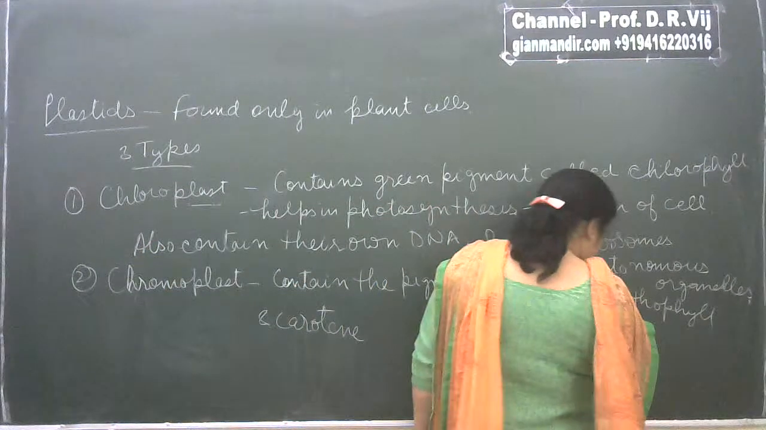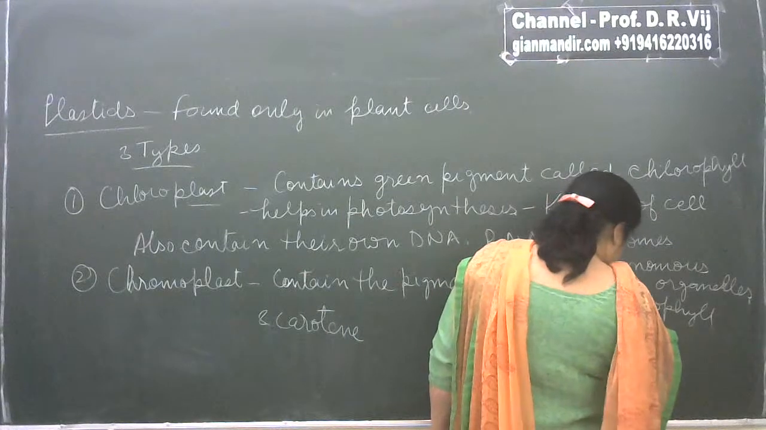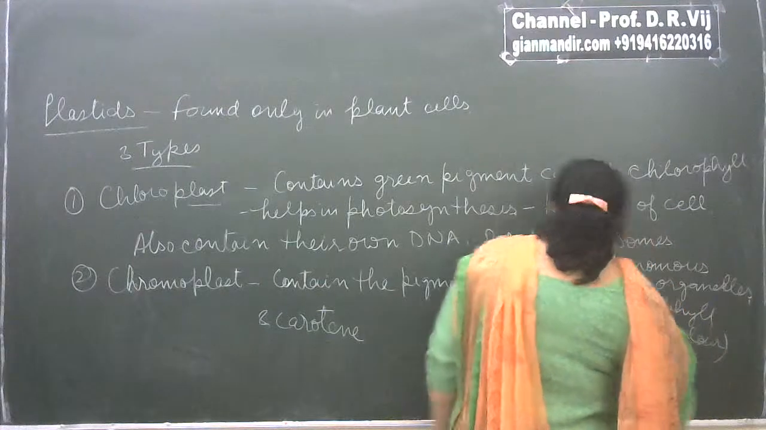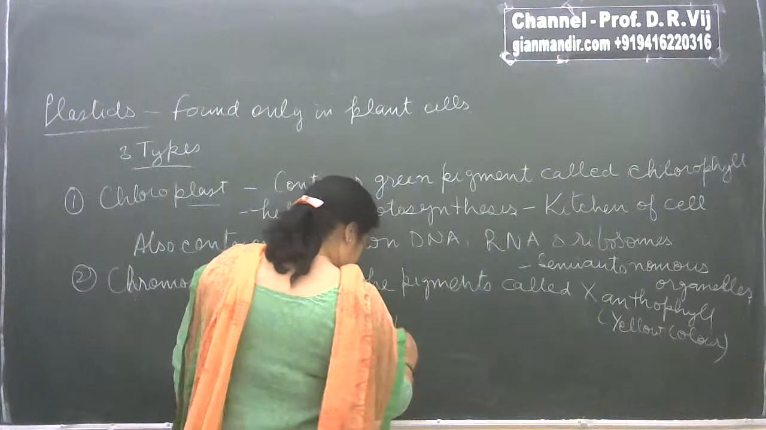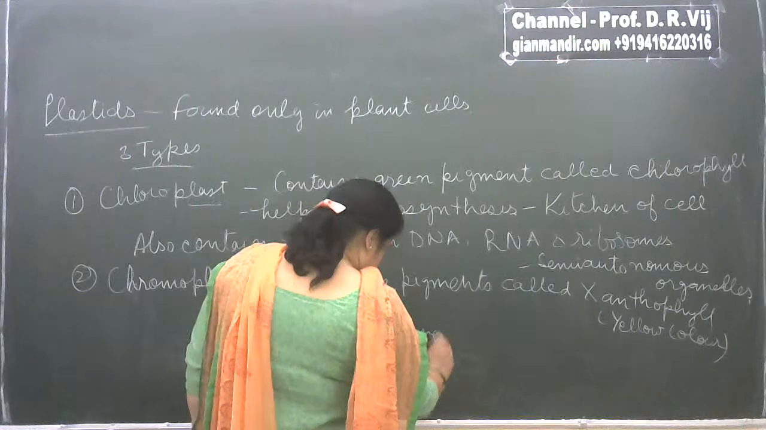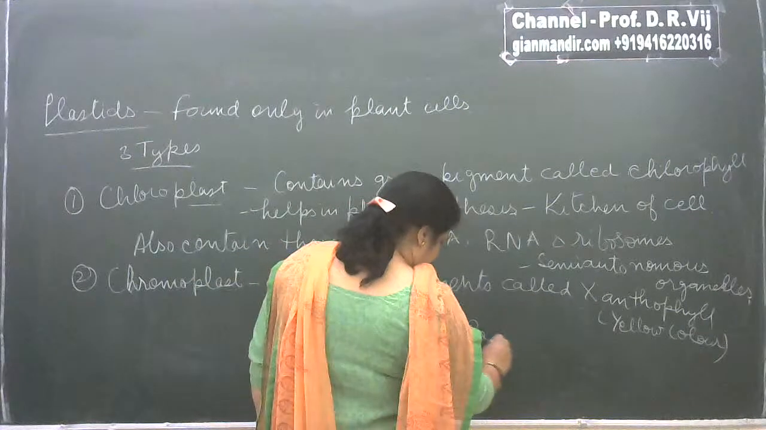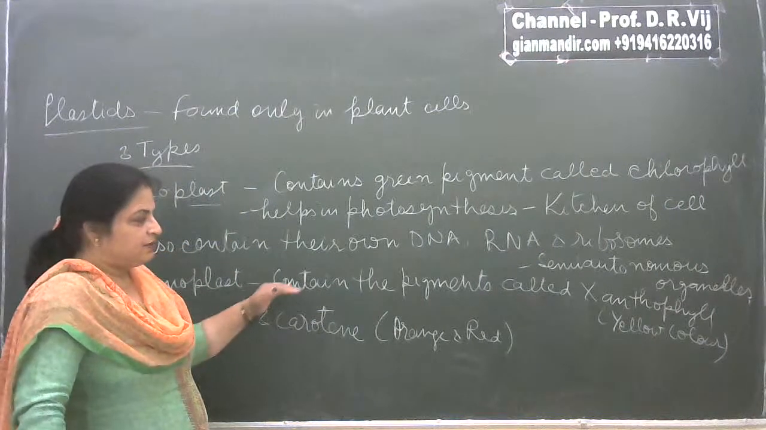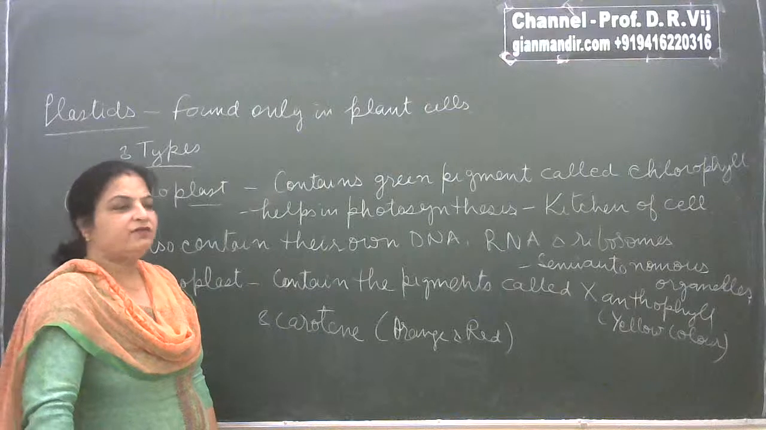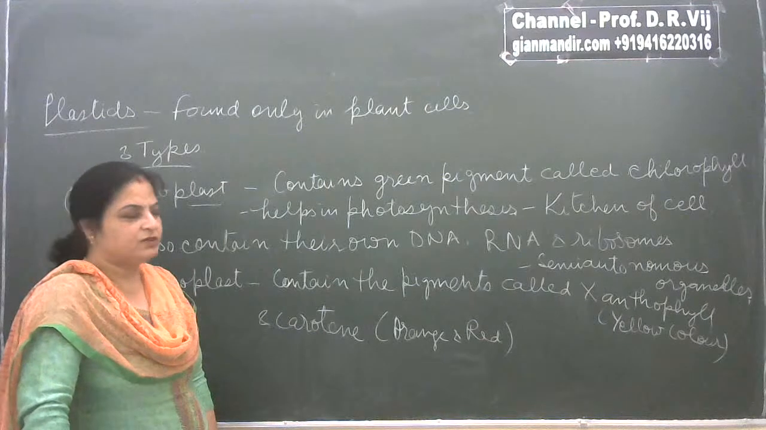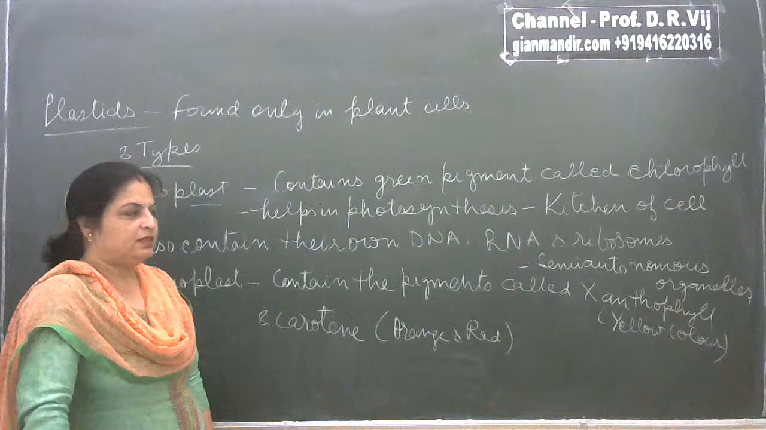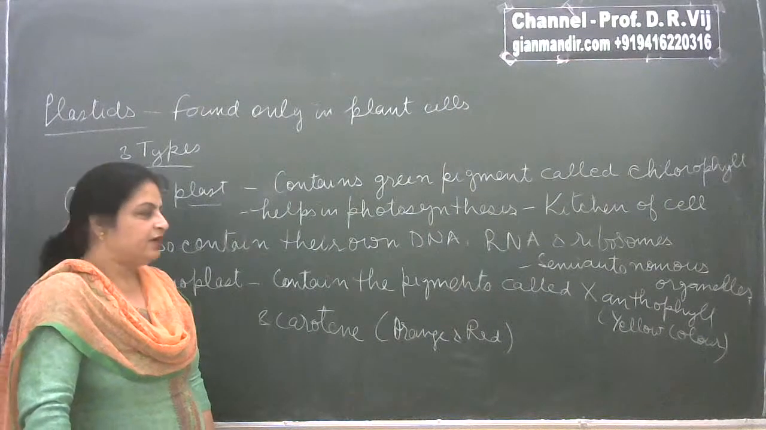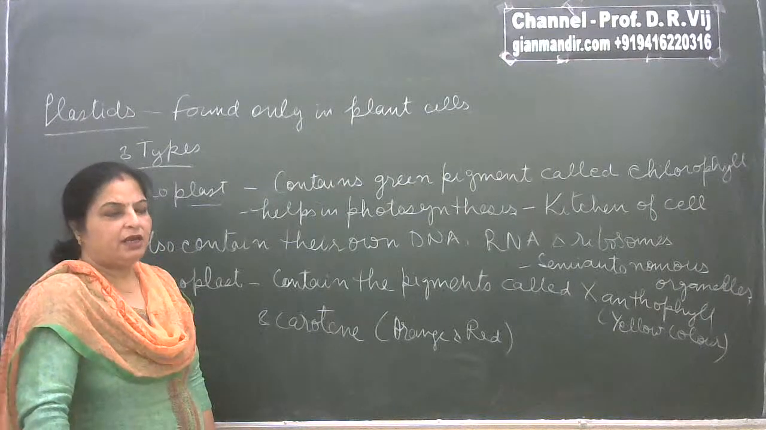Xanthophyll basically provides yellow color, and the carotene provides orange and red color, right? So what is happening is that xanthophyll and carotene are found in non-green parts of the plants. For example, you can find these coloring pigments either in flowers or fruits which are not green in color, right?